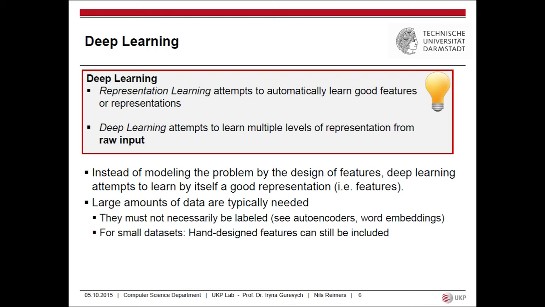Large amounts of data are typically needed for that. They must not be labeled, so you can input unlabeled images and the machine can still learn a good representation. And if you work with small data sets, you can still include hand-designed features. So nothing prevents you from including features you get from WordNet into your neural network.